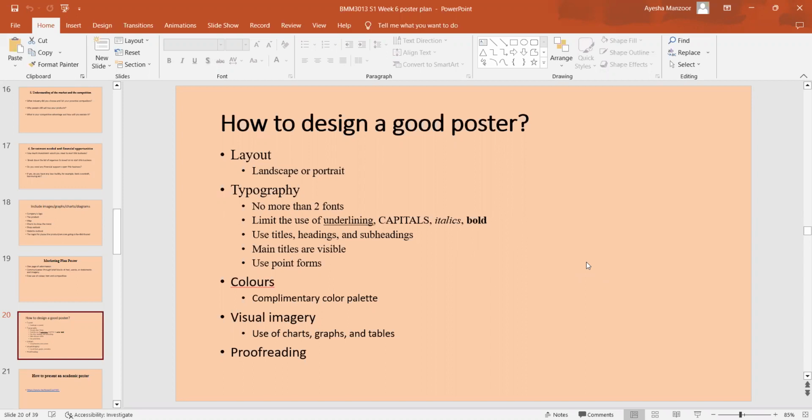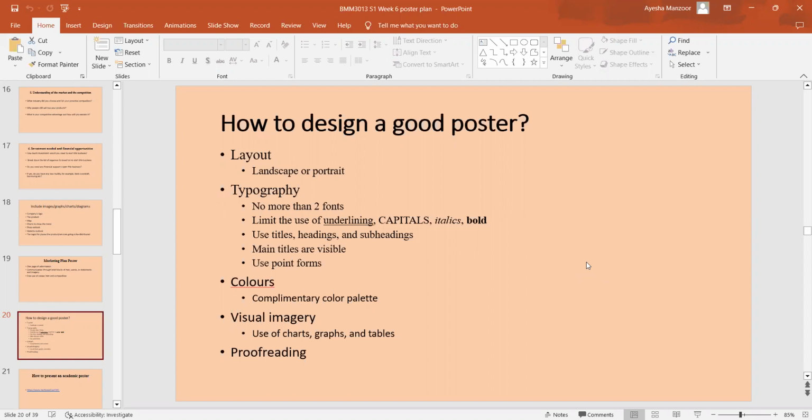One font you can utilize for the bold text, headings, and titles, and the second font you can use for the bullet points or relevant material under the headings. So it's better not to use more than 2 fonts in your slides. Then limit the use of underlining, capitals, italics, and bold, because if you put so many variations in one box, it will be a mixture of fonts and styles. So keep it simple. Use titles, headings, and subheadings. Make main titles visible, and use point form. Do not put too many words into your slides; that should be in bullet points.